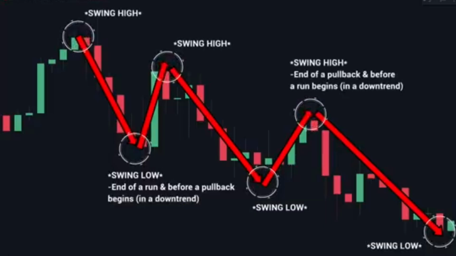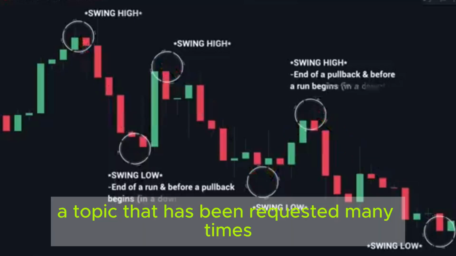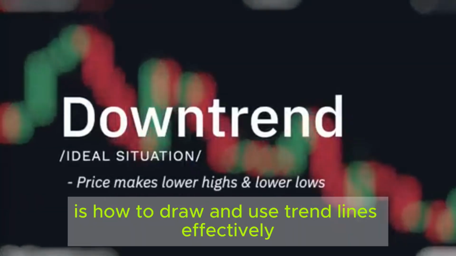So from looking at the comments, a topic that has been requested many times is how to draw and use trend lines effectively.